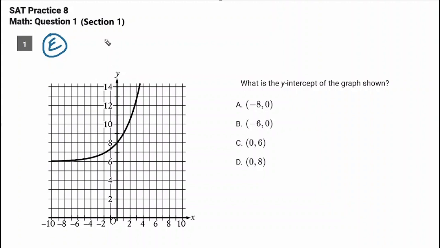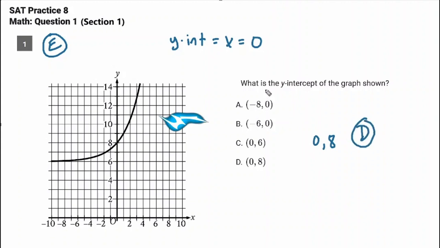What's the y-intercept of the graph shown? So anytime I see y-intercept, I always write down y-intercept equals x equals 0. And this is just, can you read a graph? Here's x equals 0, right? Because it's nothing left, nothing right. Y is at what? It's at 8. So it's 0, 8. Answer is D. Get it right real quick and move on.